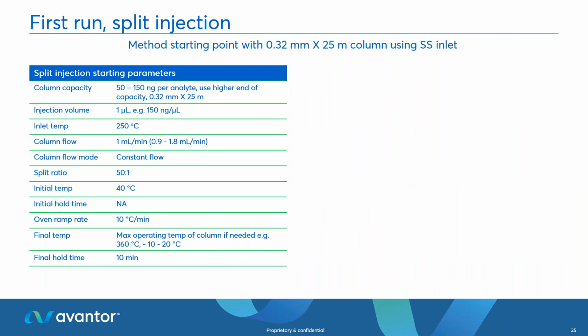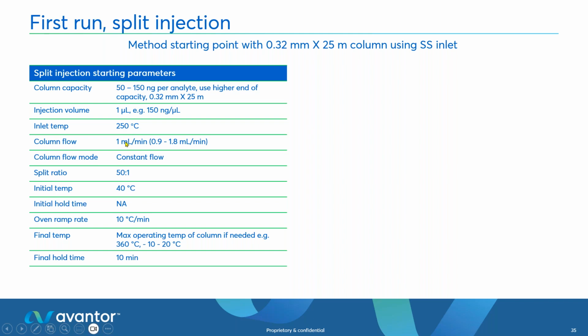So we're just going to do our first injection. So we're going to do a split injection. We're using some standard column dimensions, so 0.32 millimeter ID, 25 meter length column. We haven't got the film thickness defined here. So again, when I mentioned the capacity of the column, just make sure you're not injecting too much. You can check these values online just to double check what's the capacity of your column if you're not too sure. We've just got some standard settings.